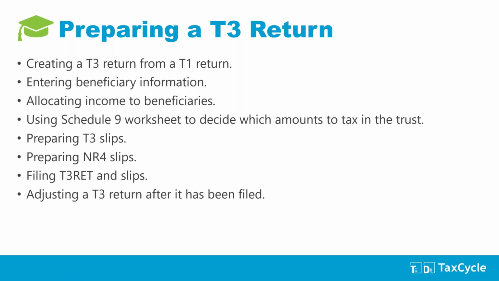So today we're going to cover creating a T3 return from a T1 return and how to do that efficiently. We're going to be entering beneficiary information, where you go to do that, how you allocate income to beneficiaries, using the Schedule 9 worksheet to decide which amounts to tax in the trust and which amounts will be going to a T3 to be taxed in the hands of the beneficiary, preparing those T3 slips, preparing NR4 slips, filing your T3 and slips, and adjusting a T3 return after it's been filed. So we're going to try to get through all of that today.